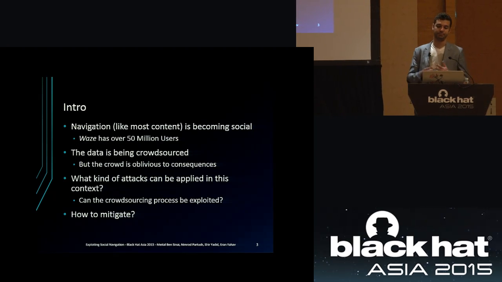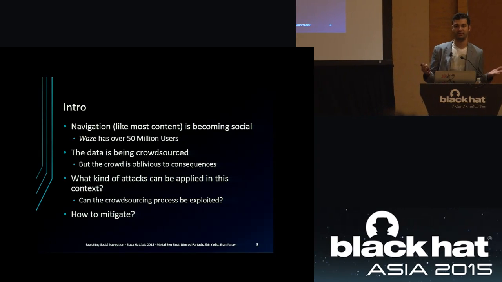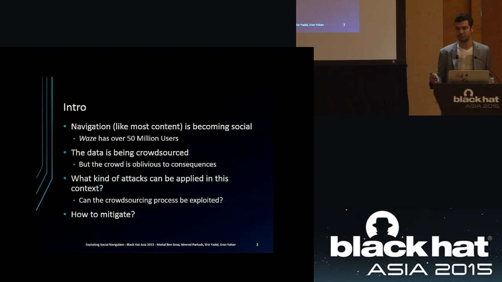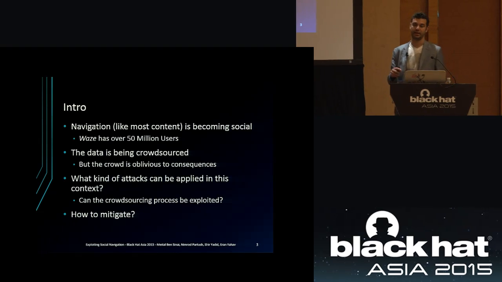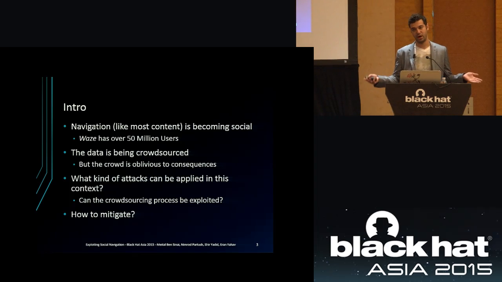Okay, so navigation, like most content, is becoming social, right? So you have Waze, which is this social navigation app that has over 50 million users, maybe even more right now. And they're crowdsourcing all of their data, right? They're taking the route information, the congestion, the timing, even the maps themselves. They're taking all of that from the crowd. But the crowd is oblivious to the consequences of this crowdsourcing process. So we asked the questions, what kind of attacks can be applied here in this context? And how to mitigate those attacks.